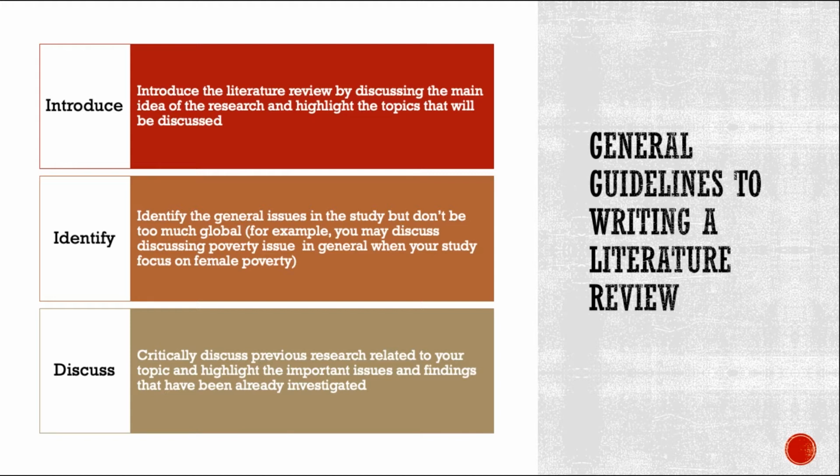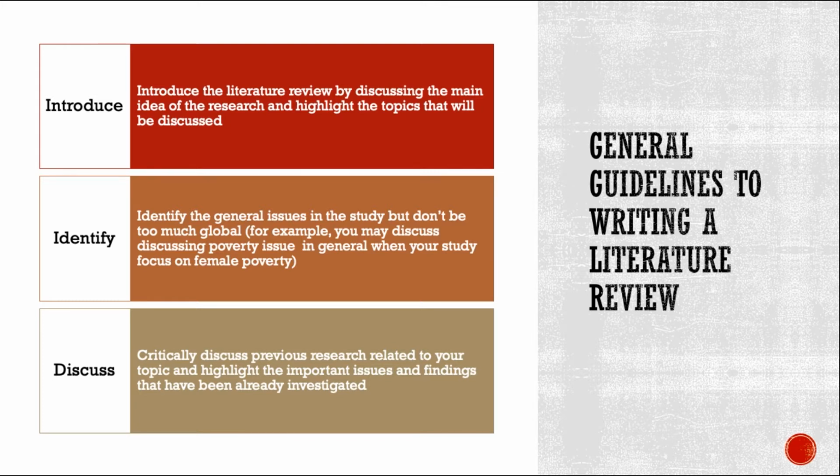First, as I say, you introduce the literature review by discussing the main idea of the research and highlight the topics that will be discussed. For example, if you want to study the efficiency of education in Malaysia, before you go to that, maybe you first give an overview or discussion about the education system as a whole in Malaysia or in Asian countries. Then after that you highlight what the specific topics are that need to be discussed and investigated.